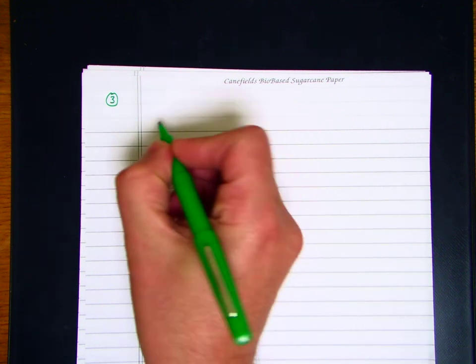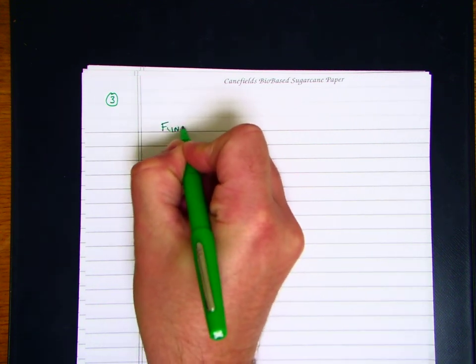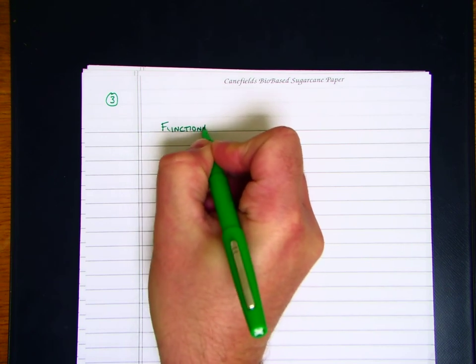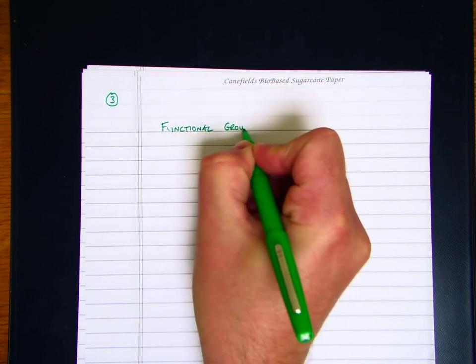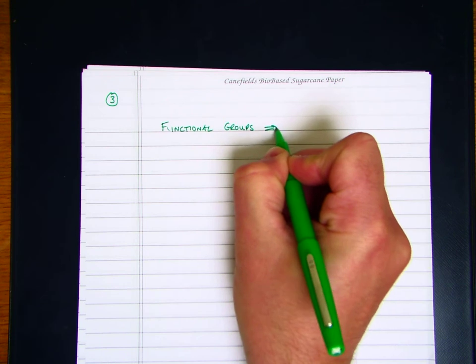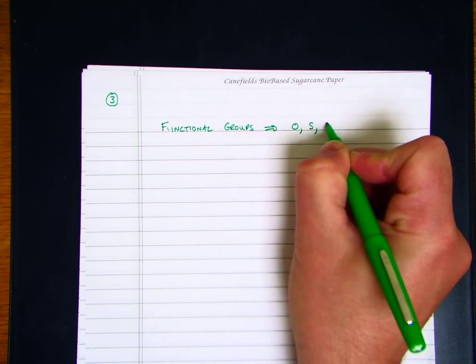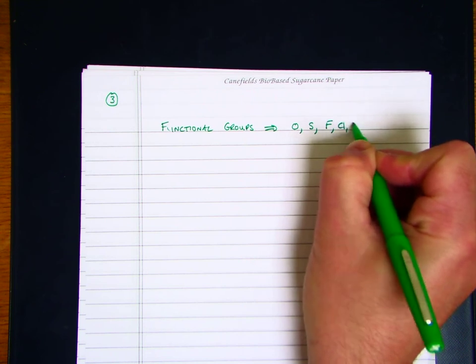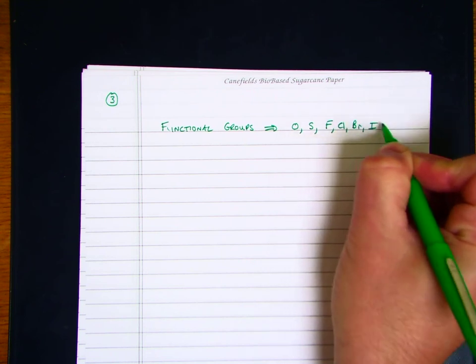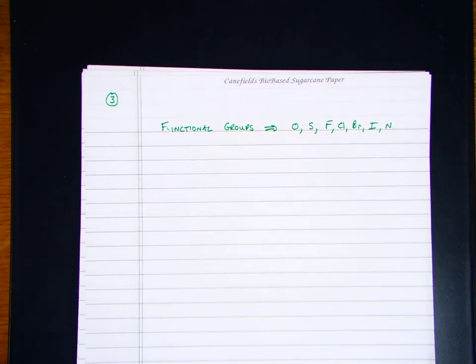So let us introduce ourselves to functional groups. And these tend to have non-carbon atoms. So we're going to look at oxygens, sulfur, halogens, fluoro, chloro, bromo, and iodo, and nitrogen as our atoms.